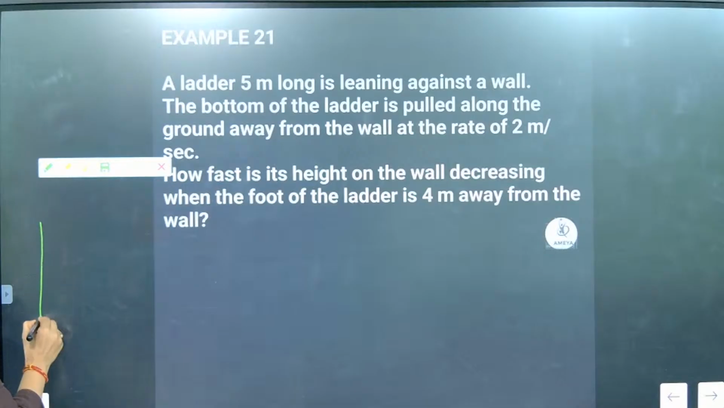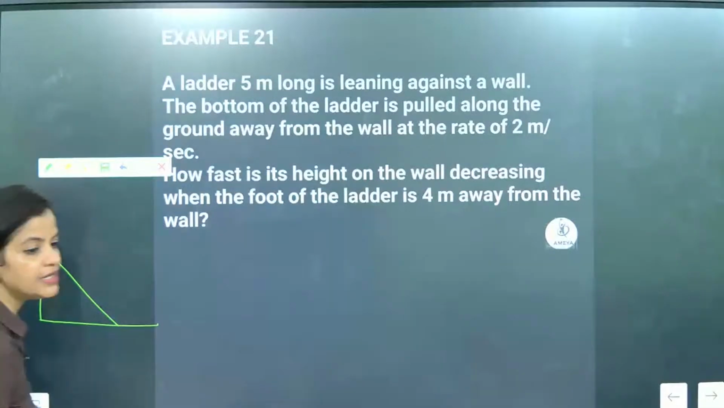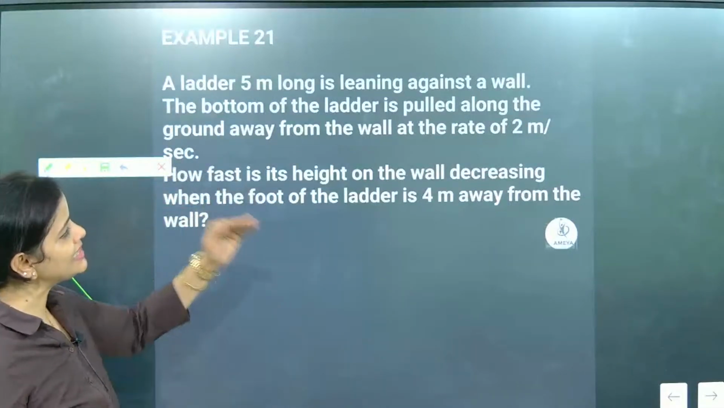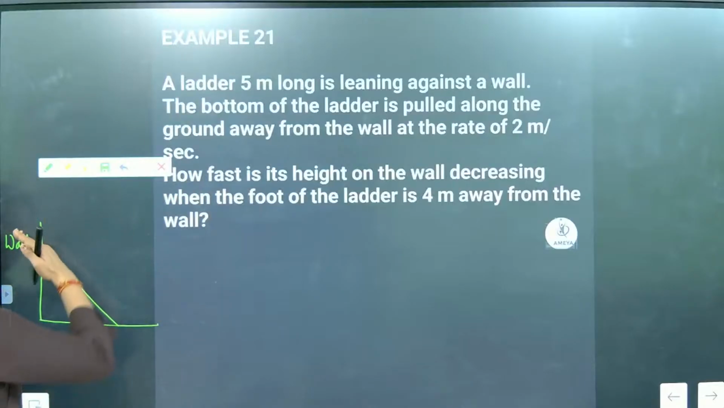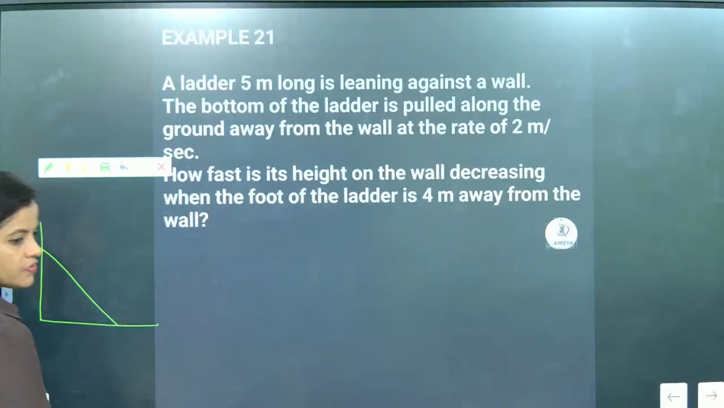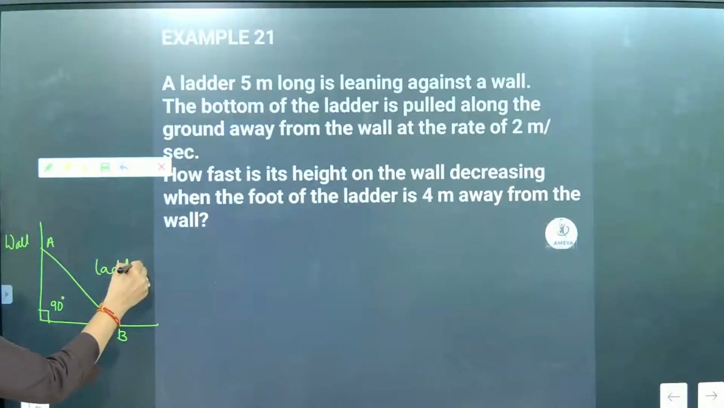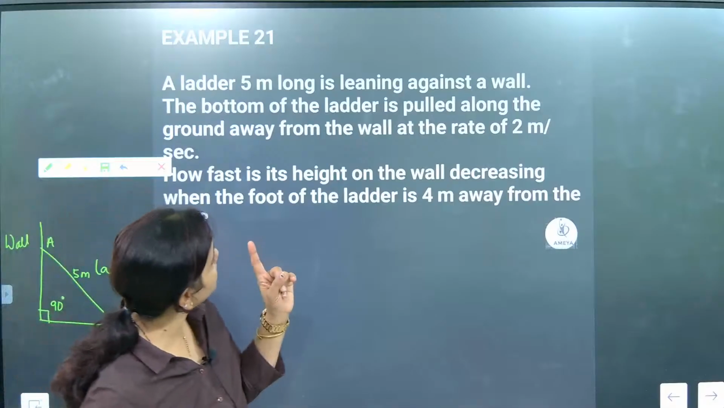So let's see. This is the wall, and this is the ladder. The question says that the ladder 5 meter long is leaning against a wall. How can it lean? If it is only standing, it will fall down. It is leaning against a wall like this. The wall here we are going to perceive as 90 degree. Let us take this as A, and this as B, and this is the ladder. What is the length of the ladder given, beta? 5 meter. Again there is a unit variation here.